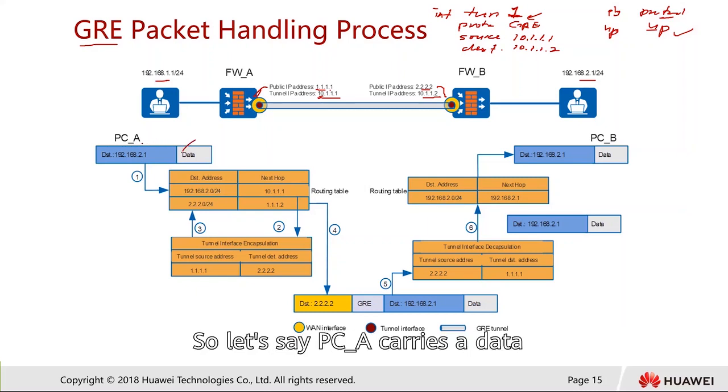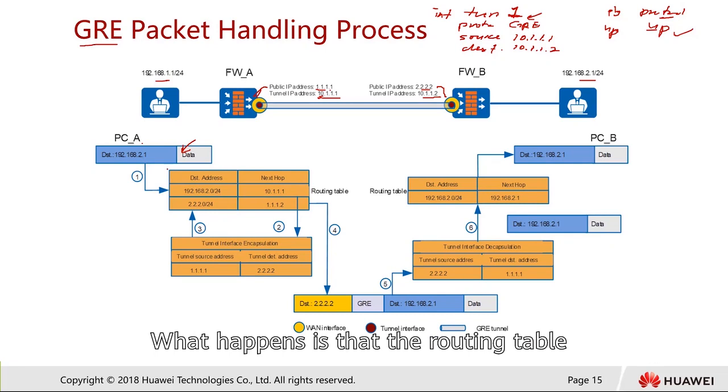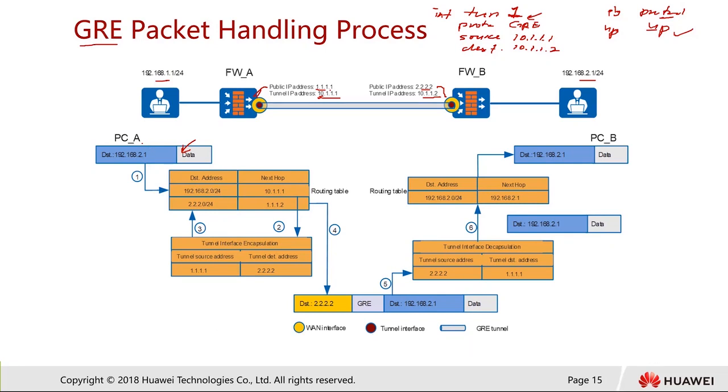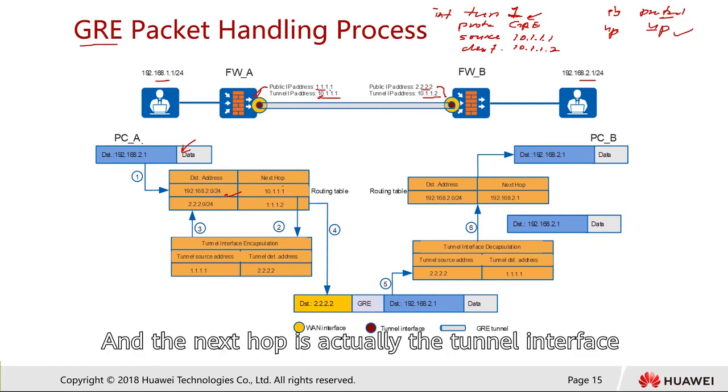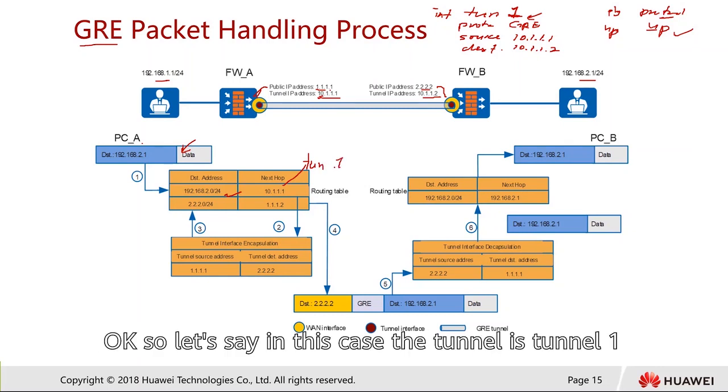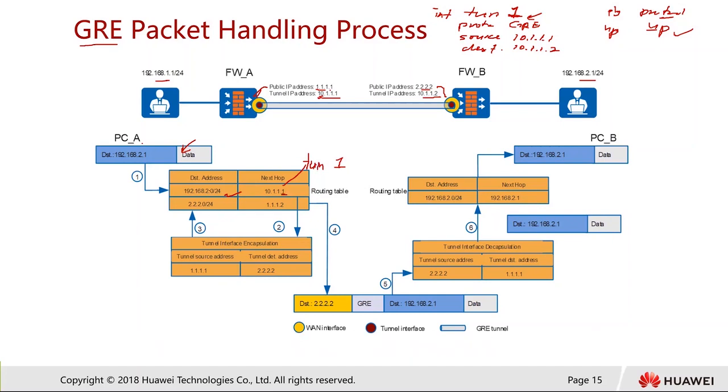So let's say PCA carries data, and he tries to send it over. What happens is that the routing table will look at your destination. This is the 2.0 destination, and the next hop is actually the tunnel interface. So let's say in this case, the tunnel is tunnel 1, and this is the IP address. That means this firewall will then put this packet into this format. And of course, in the tunnel description, we have the tunnel source and the tunnel destination.